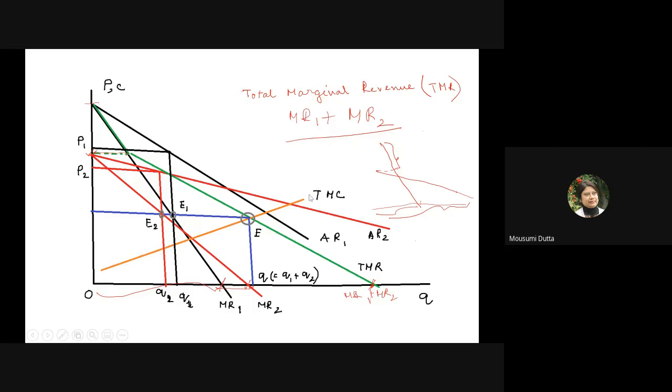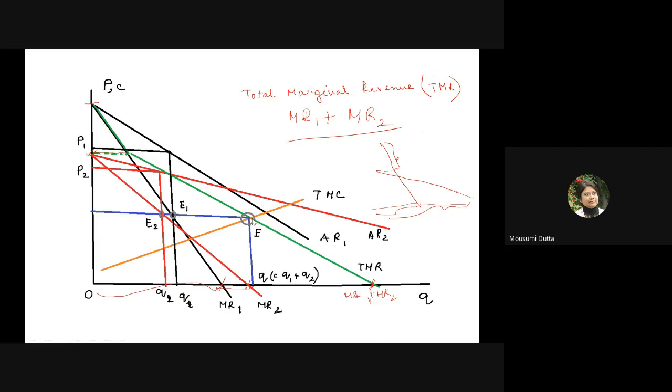The rising part of the marginal cost curve I am calling TMC because it is based on the total output. Now, where this marginal cost is cutting the total marginal revenue. Remember, both total marginal revenue and total marginal cost are based on Q. They are at the same floor.